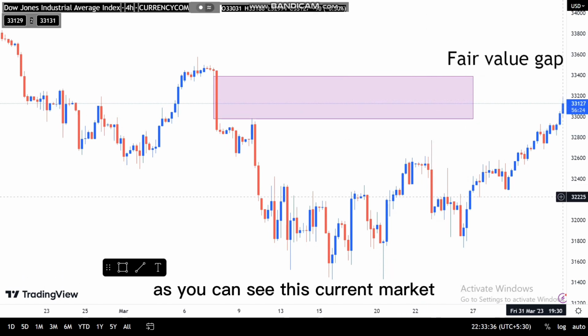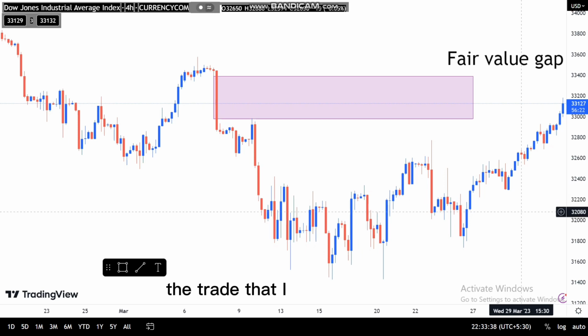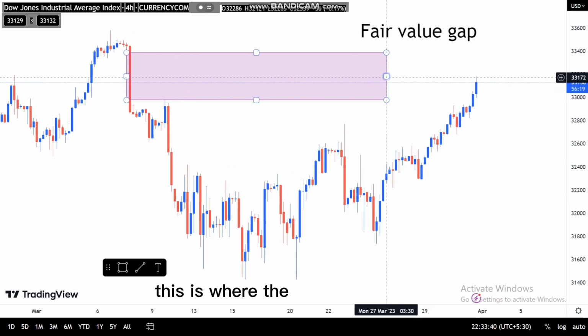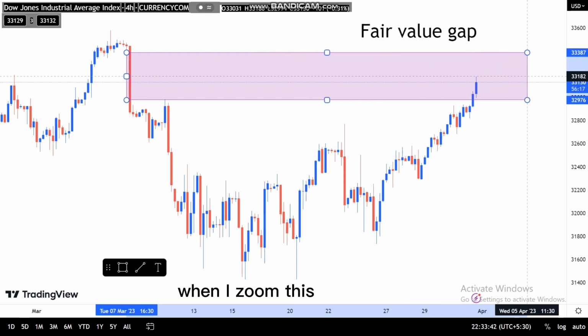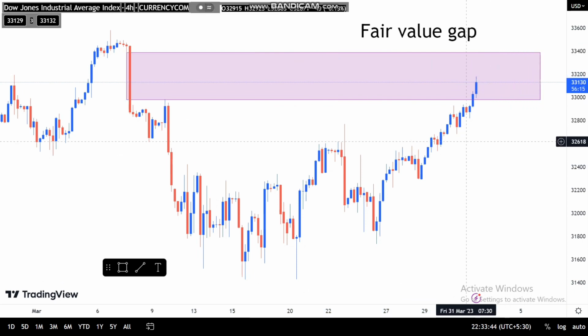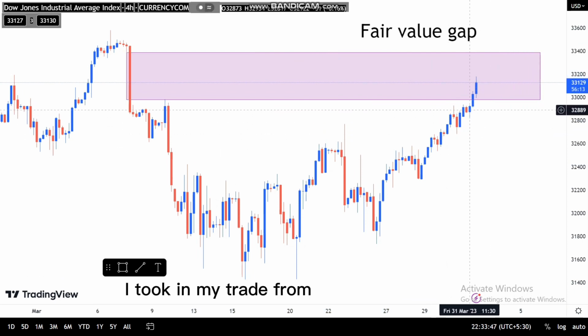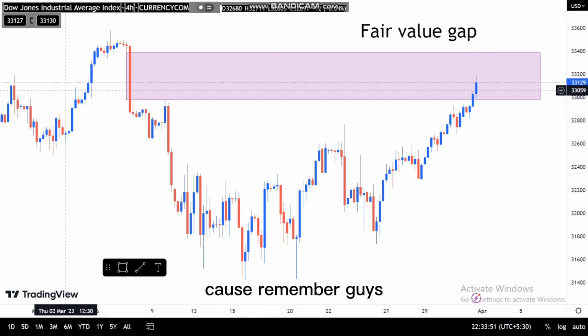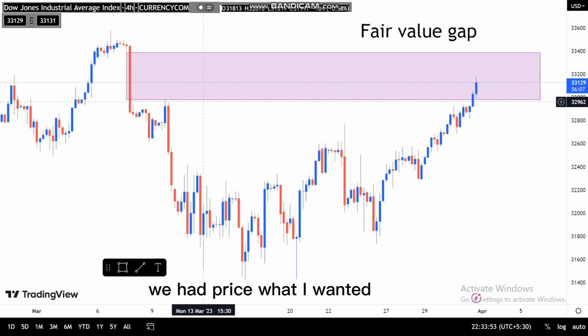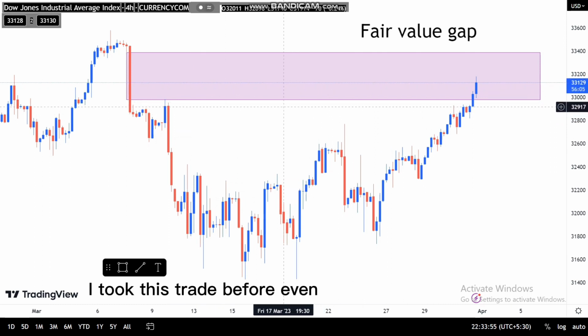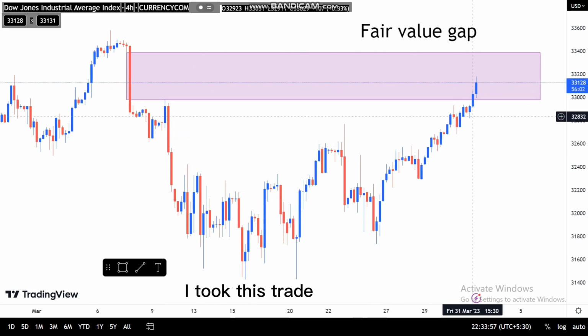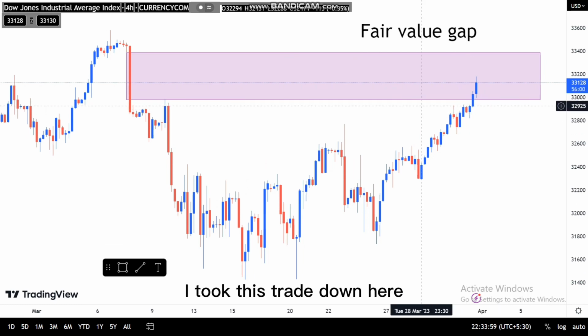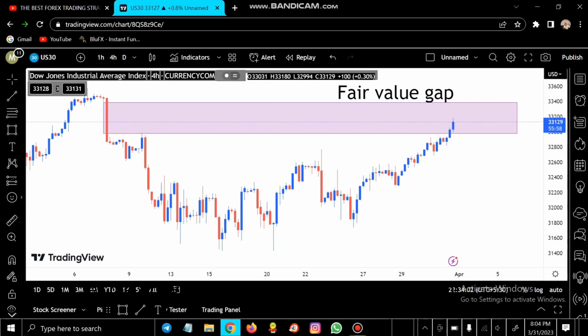So as you can see, this is the current market. The trade that I took today, guys, this is where the current market is. So when I zoom to this side, you can see I took my trade from this zone out here. I took this zone because remember, guys, I took this trade before even having a confirmation. I took this trade down here. Let me draw out a line for you so that you can see it.